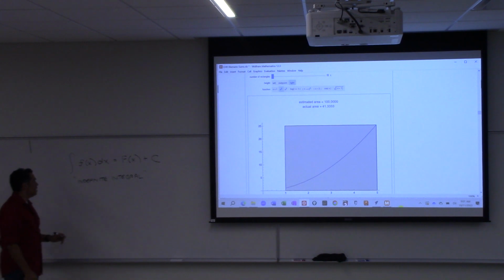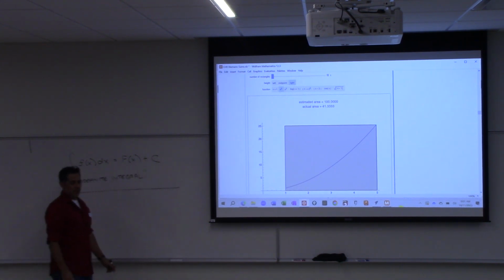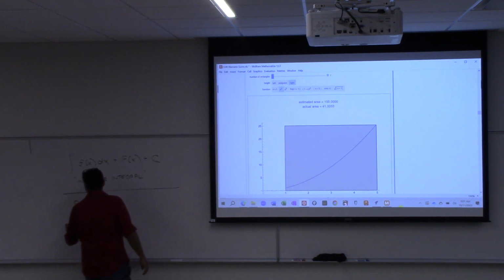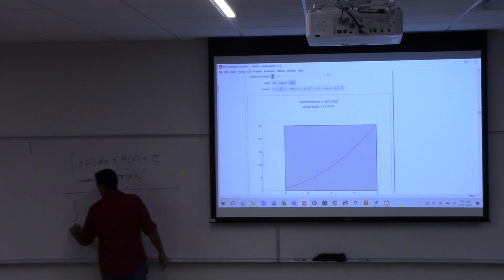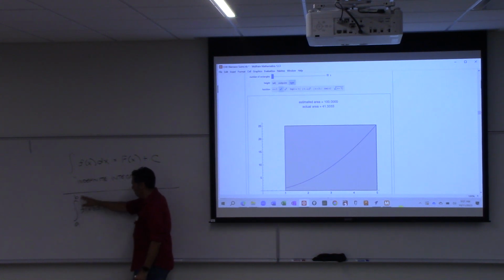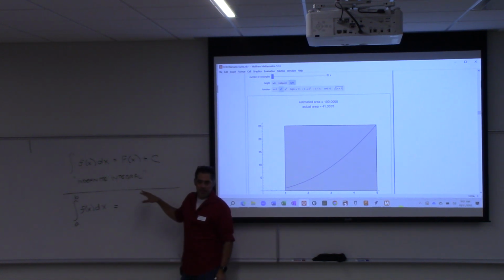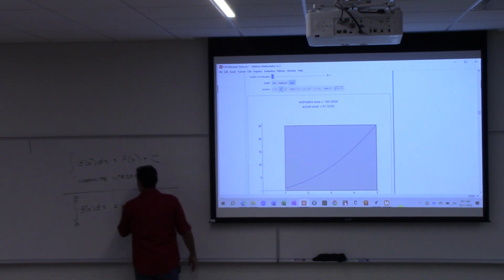Today we're going to shift gears and study something called the definite integral. The only thing that changes notation-wise is that instead of having this integral sign by itself, we're going to add a number on the bottom and on the top. I'll explain what all that means in a second. These numbers are called the limits of integration. Again, I'll explain that later. But this answer is no longer going to be a family of functions. This answer is going to be a number.